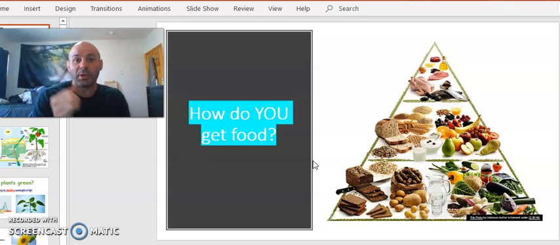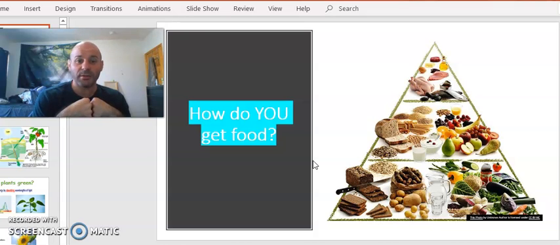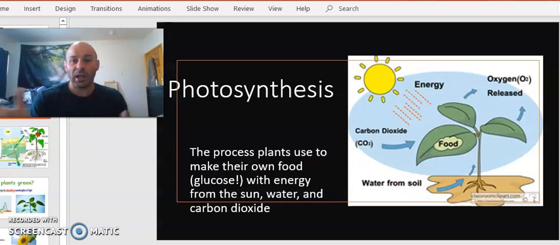Right. Plants are unique. They make their own food from the sun, energy from the sun, and therefore form the base of every food chain. So we're going to take a little closer look about how plants do this. We know this word here, photosynthesis, is the process plants use to make their own food with energy from the sun. But let's take a closer look at that word.